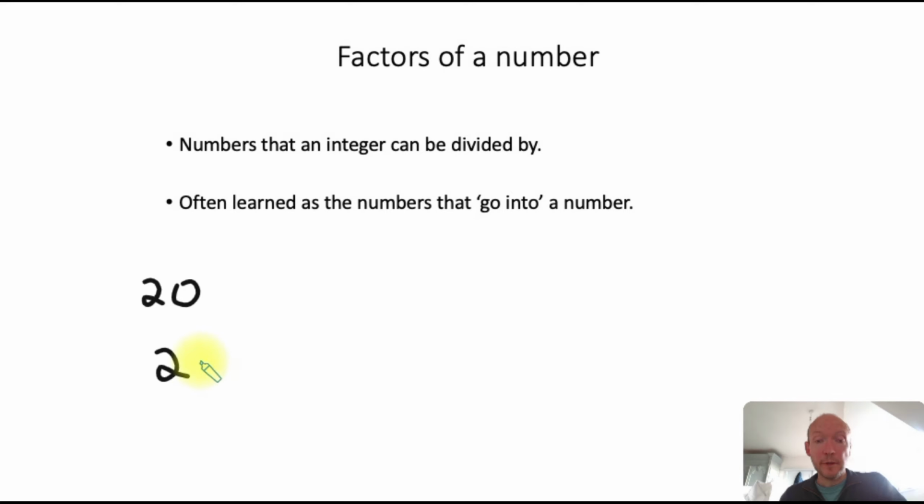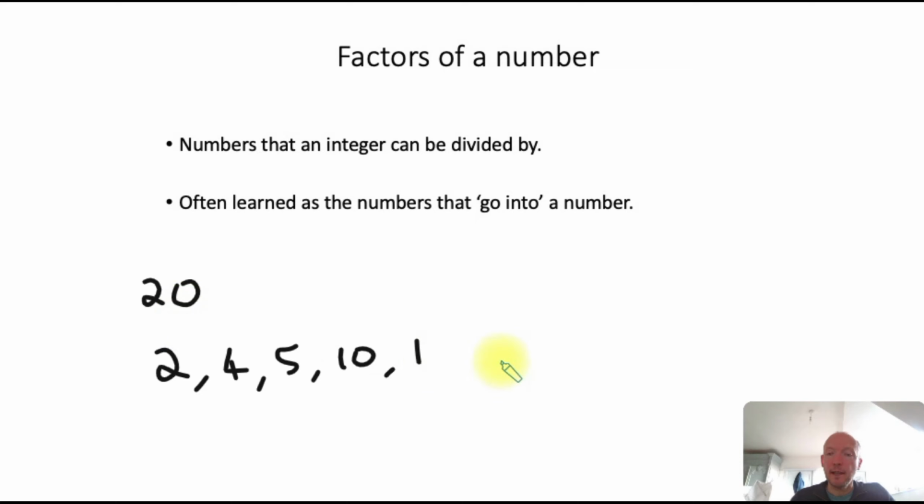Okay, so I can divide 20 by 2. What else can I divide it by? Well, I could divide it by 4. That would give me 5. I could divide it by 5. That would give me 4. I could divide it by 10. Any more? There's actually another one. I could divide it by 1. 20 divided by 1 gives you 20. And finally, I could divide it by 20 itself. 20 divided by 20 gives me 1.